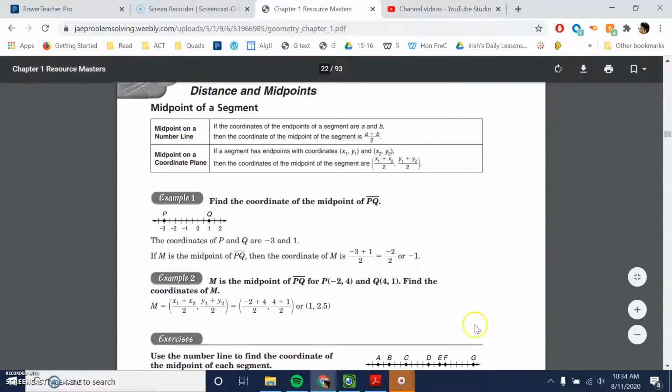All right, cool. Let's knock out midpoints now. So we did distance last time. We're going to do midpoints. We're going to find the midpoint on a number line and the midpoint on a coordinate plane. No problema. First, we're going to write down some notes.